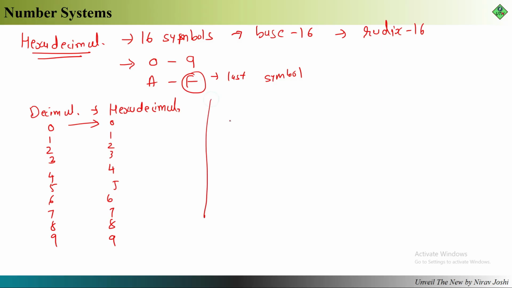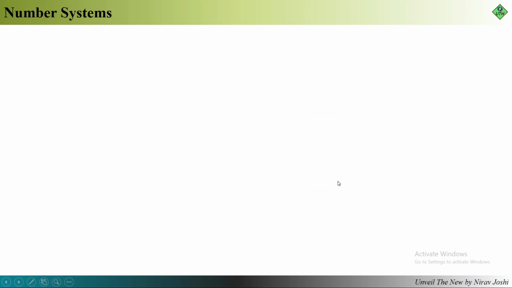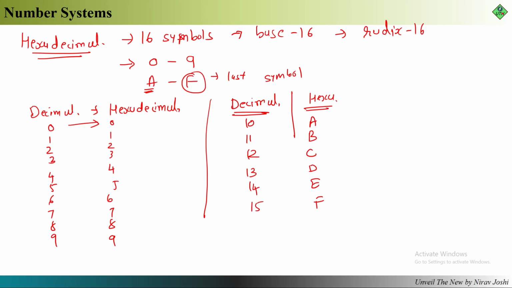After 9 in the decimal, we get 10. But in the hexadecimal, after 9 we have the next symbol that is known as A. So the hexadecimal equivalent of the decimal 10 is A. Then 11 is basically B, 12 is C, 13 is D, 14 is E, 15 is F. Till this point I hope you get that in hexadecimal we have 16 symbols, 0 to F, that represent decimal 0 to 15.